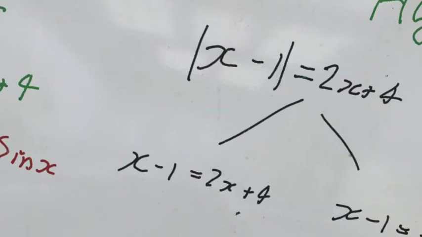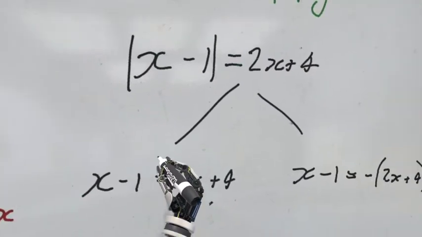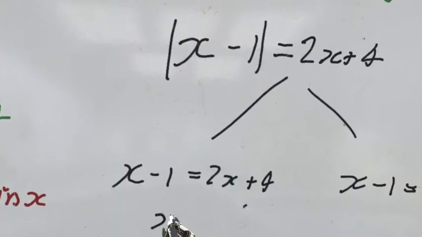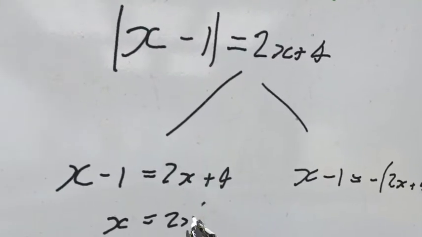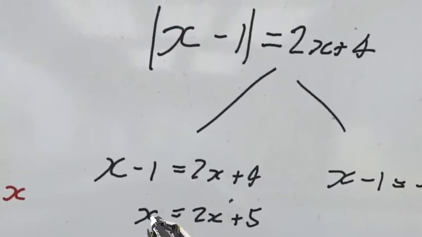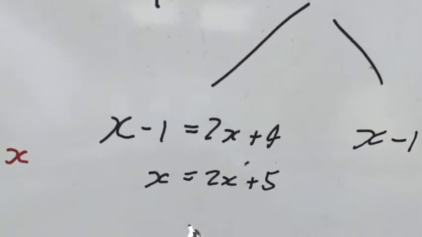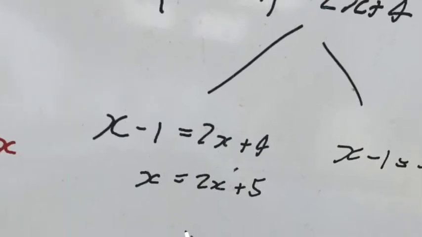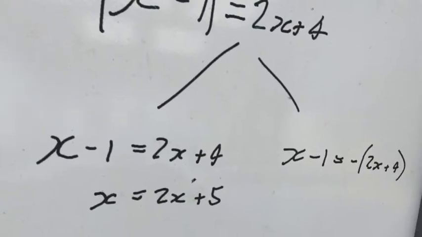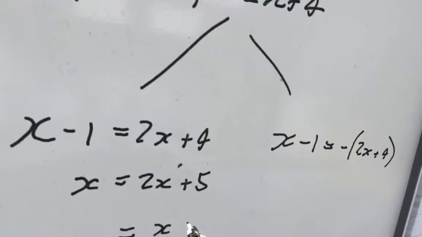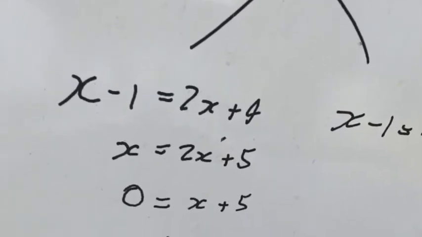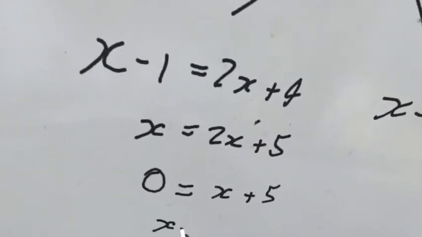So if we quickly solve this one, add 1 to both sides, so x equals 2x plus 5, and you can add x, take off 5, or take off x, take off 5. So we're going to end up with, if we take off x there, we just have x plus 5 equals 0, so x is minus 5. Pretty obvious.